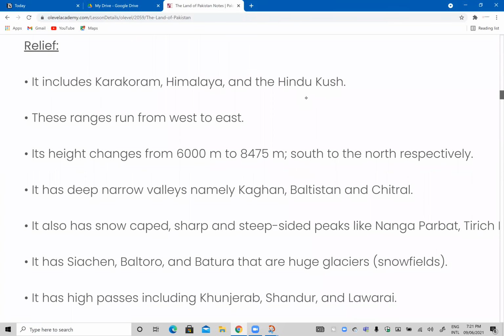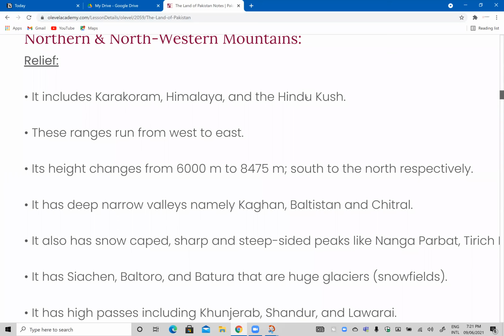So guys, northern mountains. Oh, wait, a question. Have you guys been to a northern mountain area of Pakistan? Any northern areas? No? All right. If you get a chance to visit Pakistan, do visit the northern areas. They're beautiful for tourism.